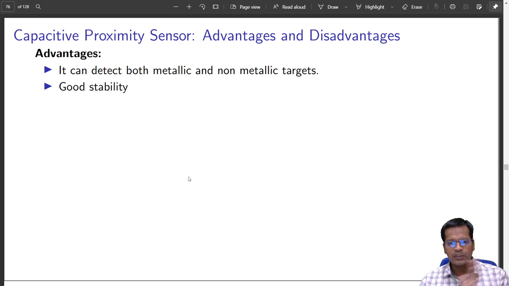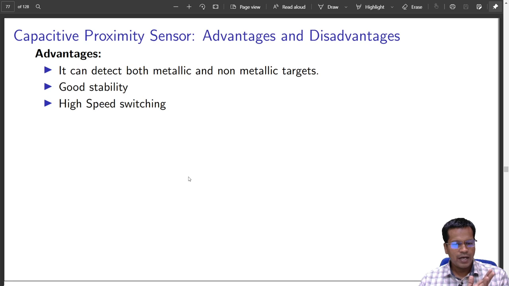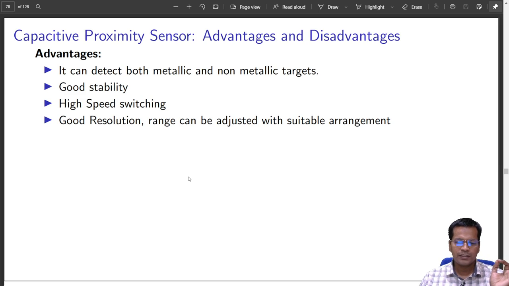It has very good stability. Even the inductive one was stable. High switching speed, same as that of the inductor. The only thing we can see is it can detect non-metallic targets also. Good resolution, yes. If it can be adjusted with an adjusting screw, you can precisely set the distance.